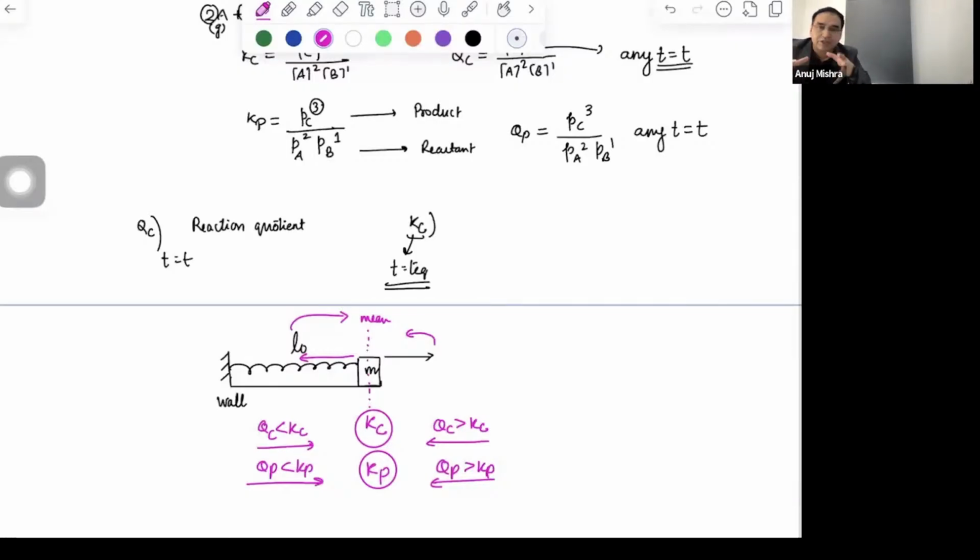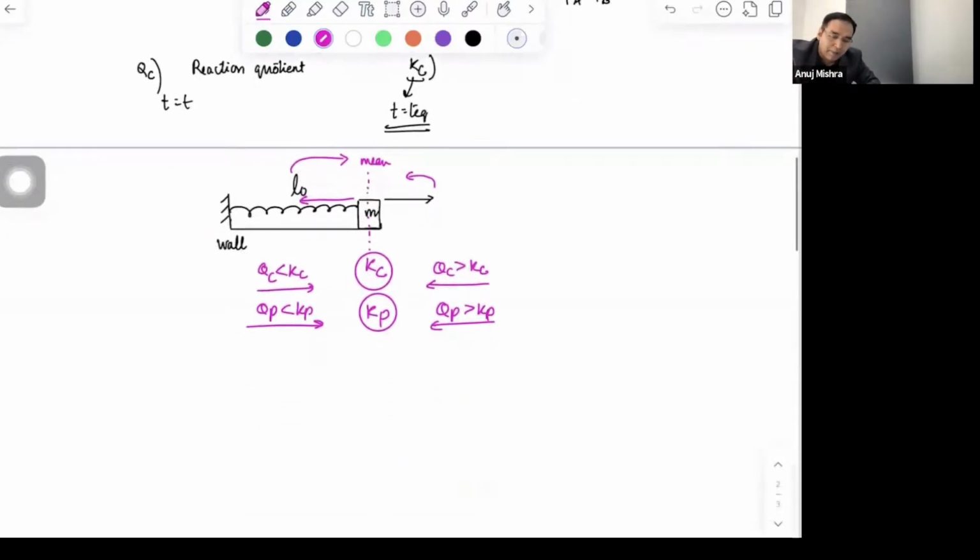Fine. So this discussion of physics and chemistry, you can understand together. Who will tell you whether you are on the left-hand side or right-hand side? QC will tell. How will you solve QC? Same formula. Can we solve QC at time t equals 0? Yes, you can. Can you solve QC at time t equals equilibrium? Yes, you can. Can you solve QC at any time t equals t? Yes, you can. Is it clear? So QC can be solved at any point of time.